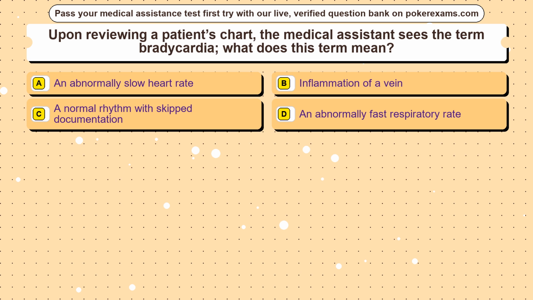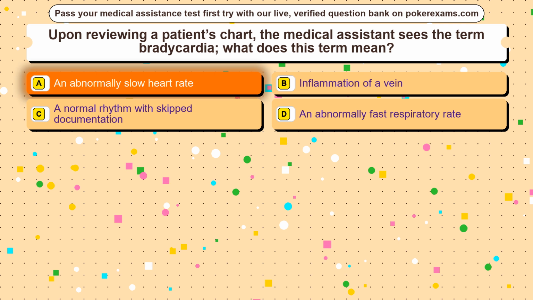Question 95. Upon reviewing a patient's chart, the medical assistant sees the term bradycardia. What does this term mean? Option A, an abnormally slow heart rate. Option B, inflammation of a vein. Option C, a normal rhythm with skipped documentation. Option D, an abnormally fast respiratory rate.